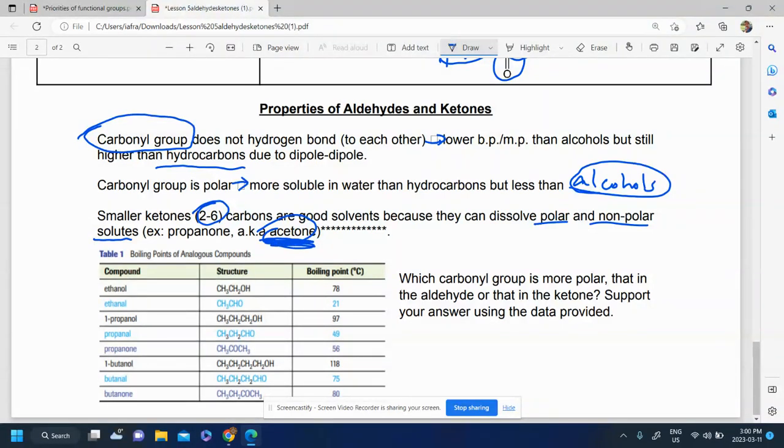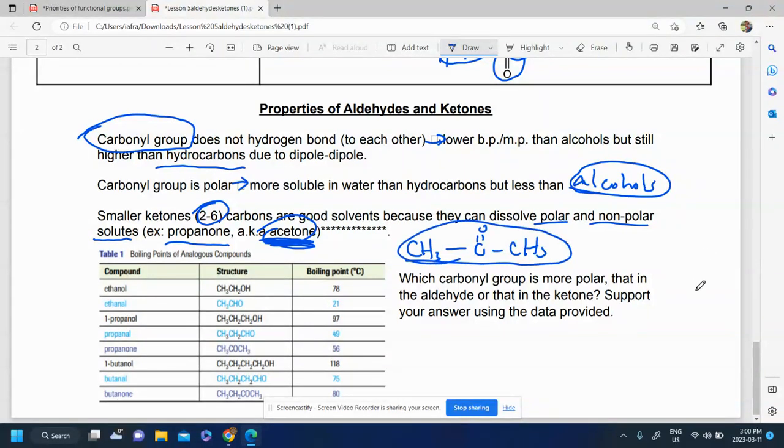And acetone would be simply propanone, which is a 3-carbon ketone, which would look like this. So we have our CH3, C double bond O, and then CH3. So this would be acetone, really good solvent used in labs.